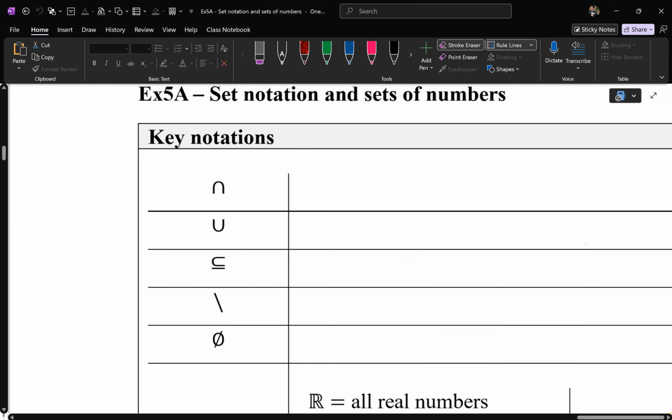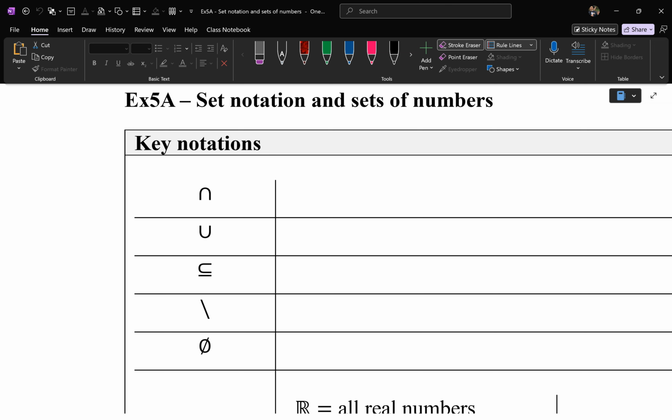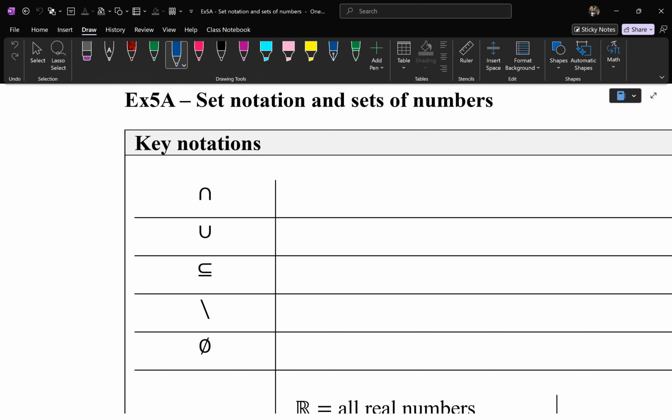For example, the very top here, what's that one called again? Hands up. Oh no, I'm going to pick on you then. Let's go, Ben. It is the intersection. Write it down. It is called the intersection.